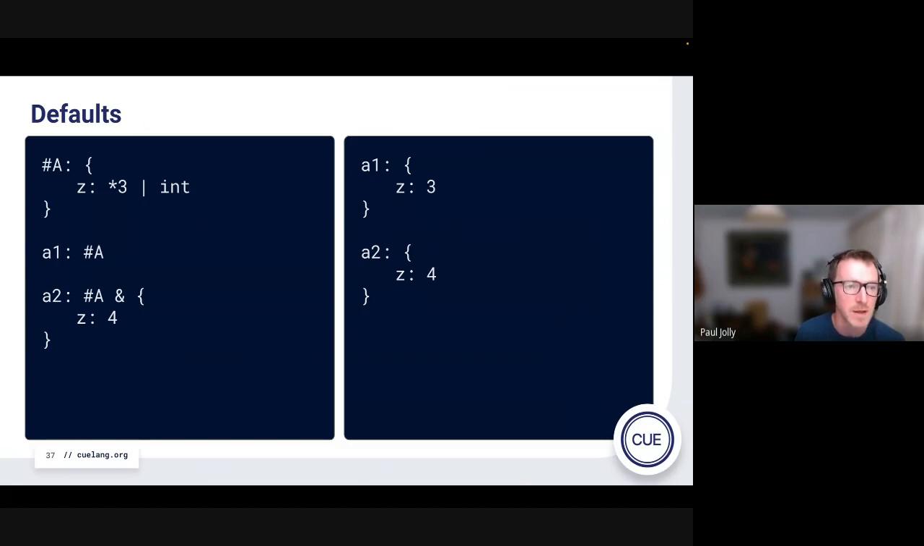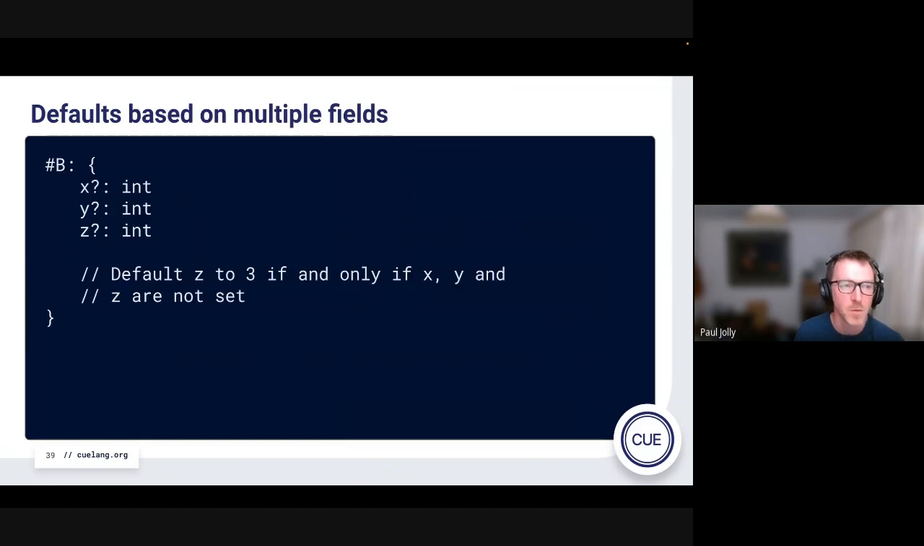So we can see A1 and A2 here being two test cases for this, where for A1 there's no value of Z provided, so the default is selected, and for A2, Z is actually specified as a value. So here would be a better example where I've actually highlighted the default itself. The challenge comes, though, when you have multiple fields and you want to default the Z field if and only if X, Y, and Z are not set themselves.